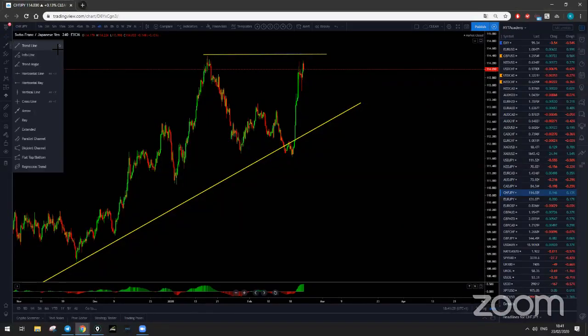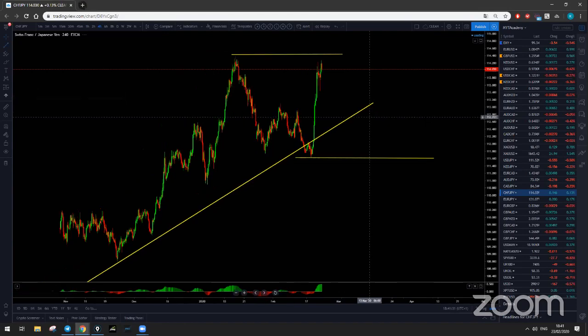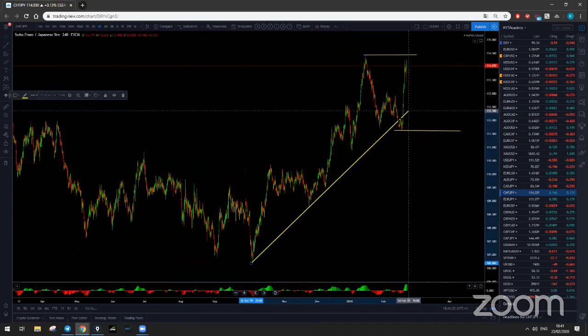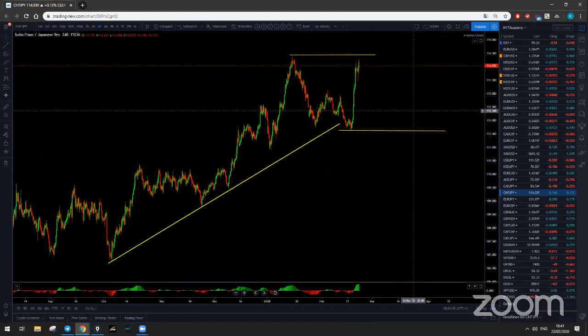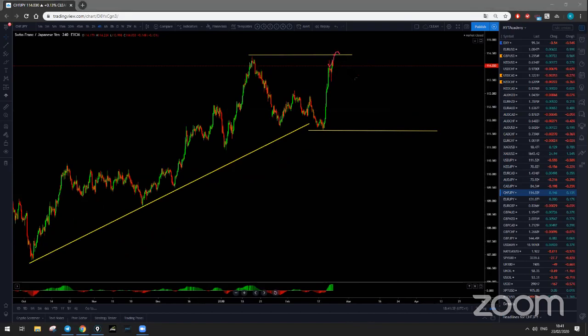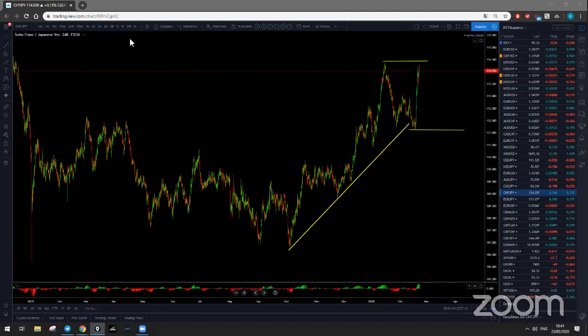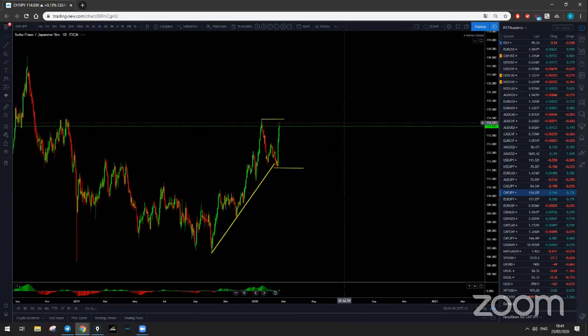So let me just put something like that. What you will do is watch how that plays out. If that gives you any sell setup, take it, and see how that behaves around the previous bottom. Be patient and see how this is trying to develop.